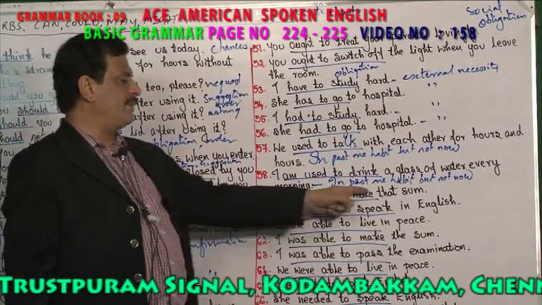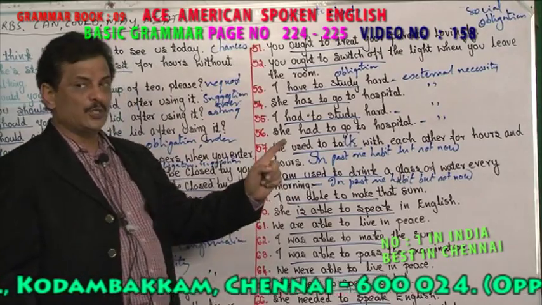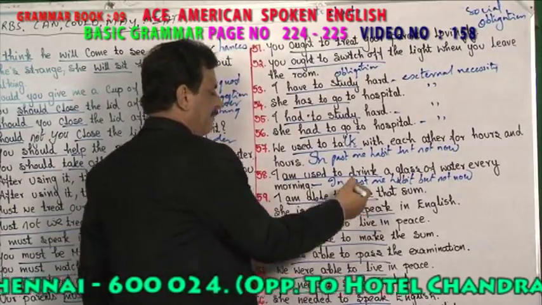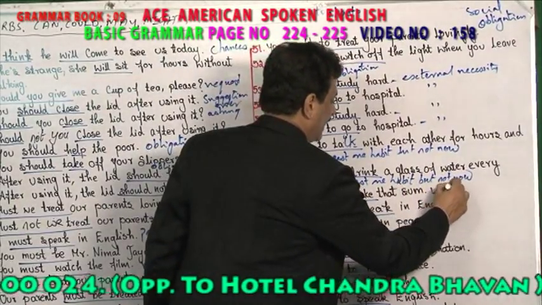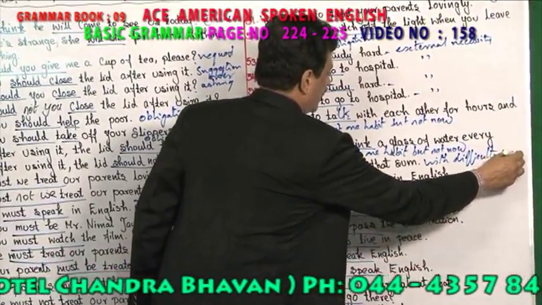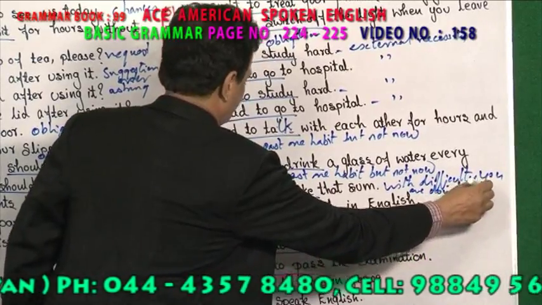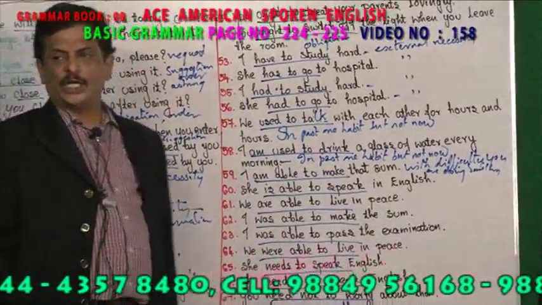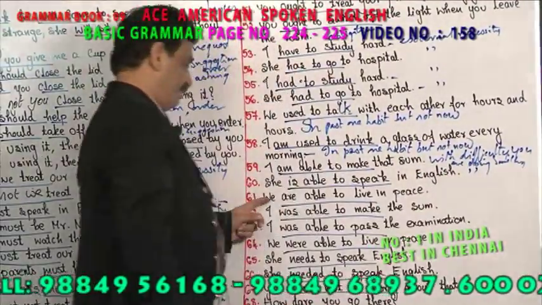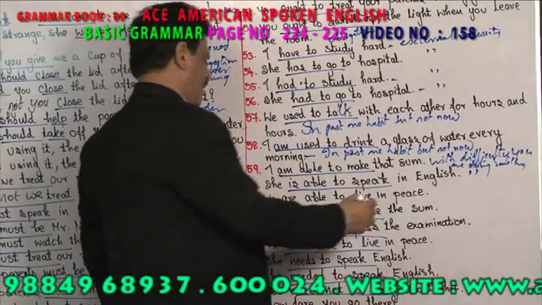See, I am able to make that sum. What type of sentence? I am able to. With difficulty, you are able to do. Whenever you find am able, with difficulty, you are doing something. Right, sir? She is able to speak in English. With difficulty, she is speaking. We are able to live in peace. With a lot of problems, somehow we are managing.